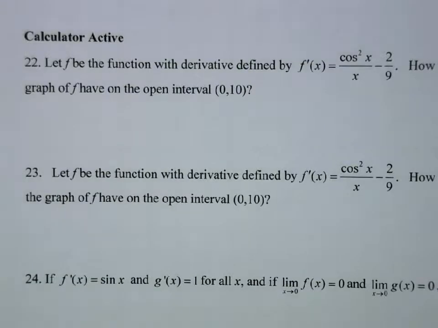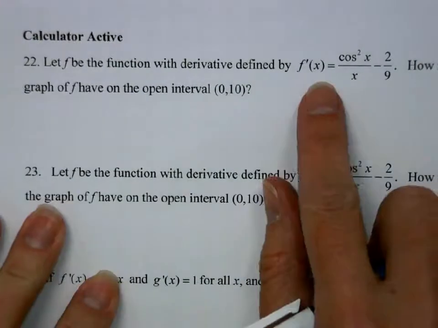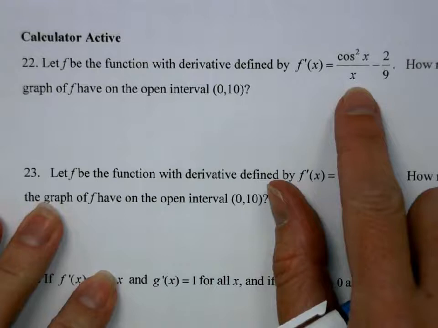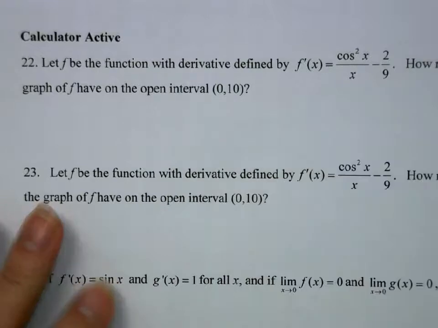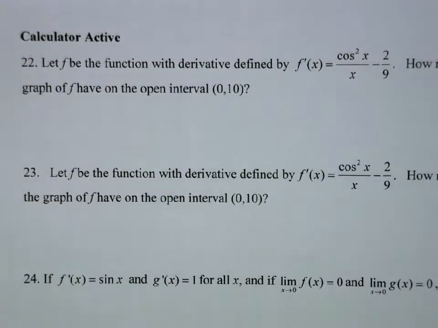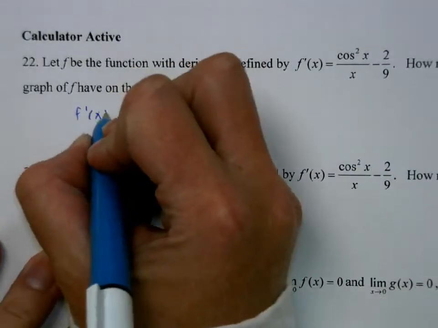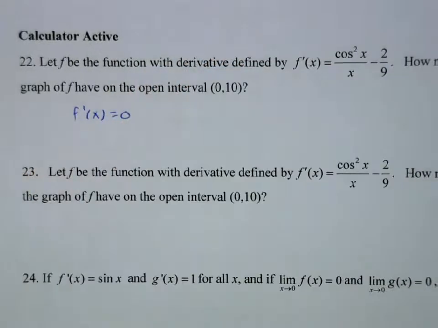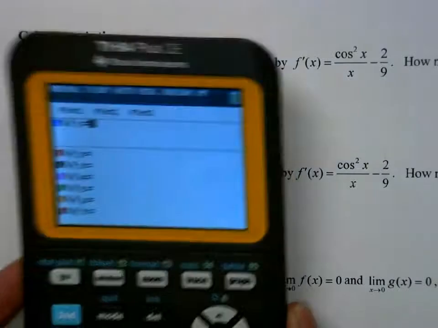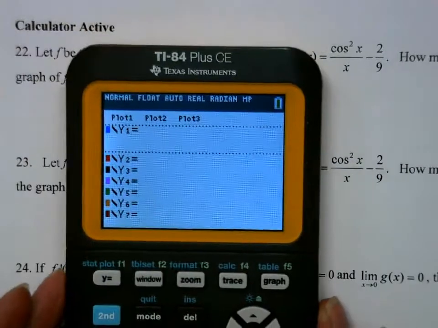In this video, I will go over your calculus unit for review, the calculator portion of the test. So our first question, let f be a function with derivative defined by this equation here. How many critical values are there? So critical values are when f prime of x is going to equal 0. So what we're going to do is graph this.